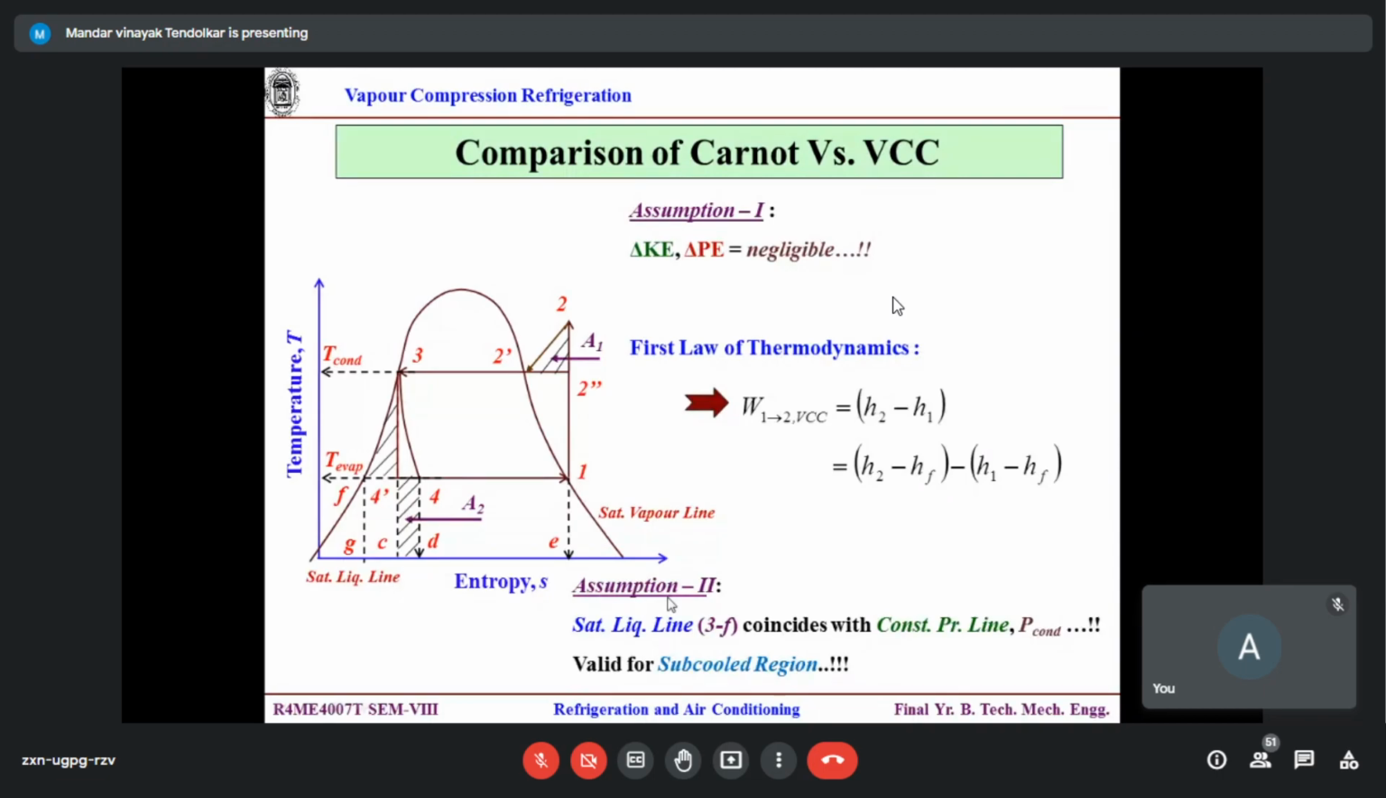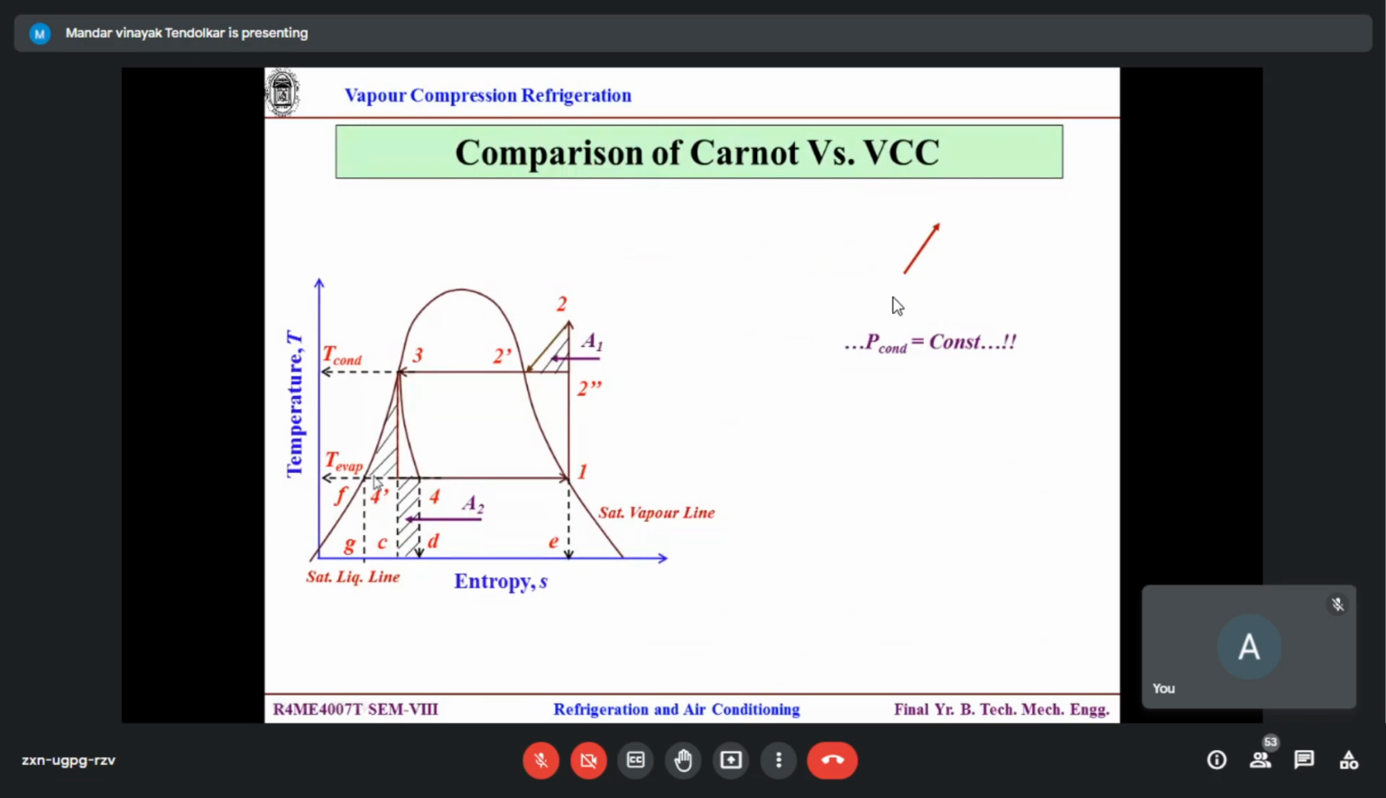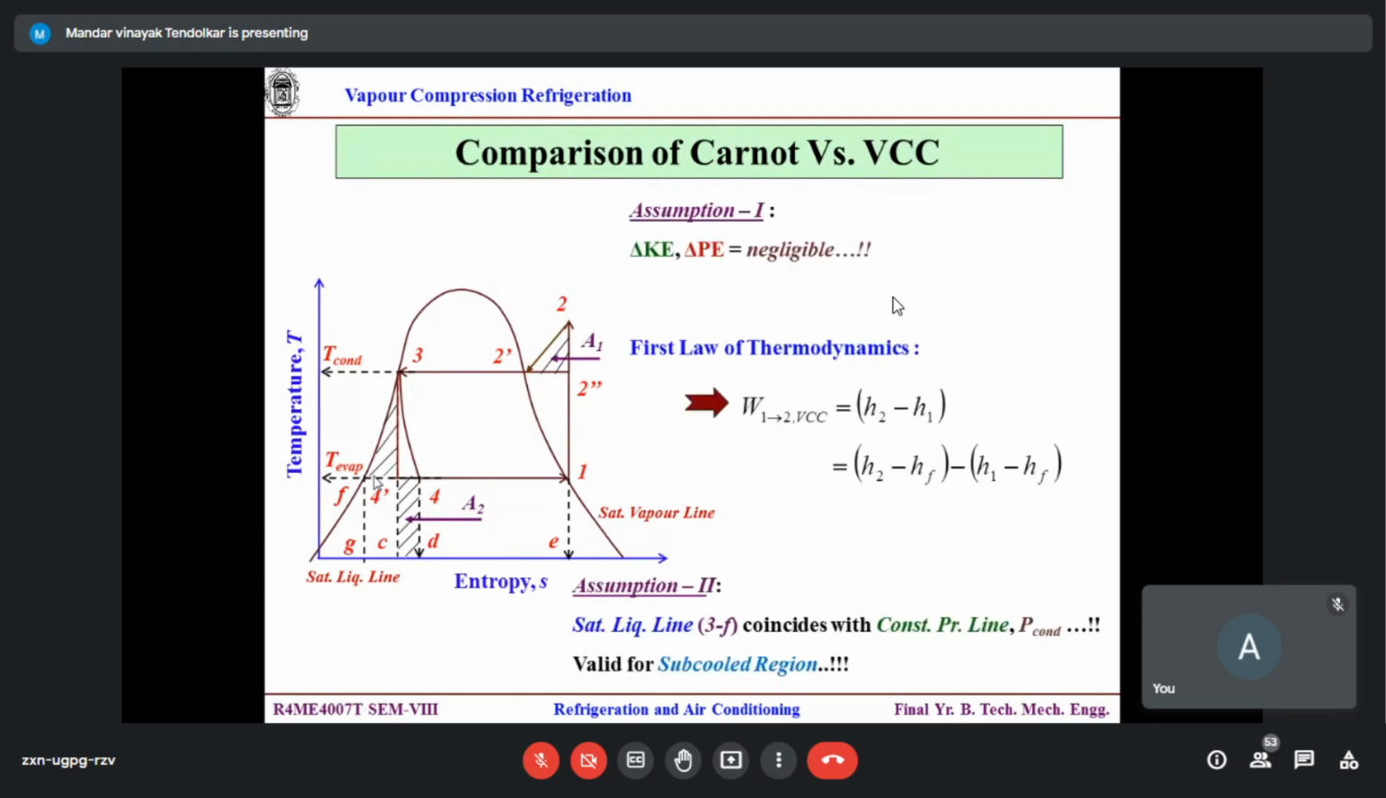And this assumption is valid for the subcooled region. Why? Because it is liquid and liquid is incompressible. So whether the pressure is 1 bar or 10 bar, it's an incompressible one. Correct? So the effect of pressure is negligible as such. So condenser pressure line like this, evaporator pressure line like this, and the saturation line are almost the same one. Okay, valid with this assumption, fine. Any doubt to anyone? No, sir.